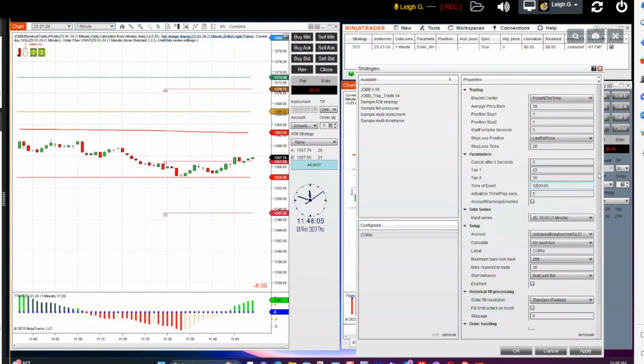So I've got one position each on my corn tiers, a stop of 20, tiers of 23 and 35, and the time of the event is 12. And then finally, the prep time. When will the orders show up on the chart? 5 seconds before the event is expected at 12 noon. My label is corn, and I am live, but like I said, I don't need to enable it.